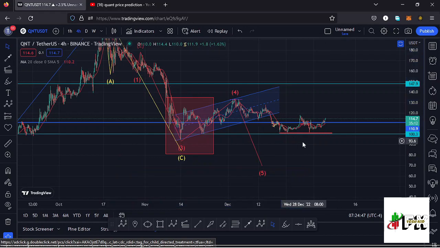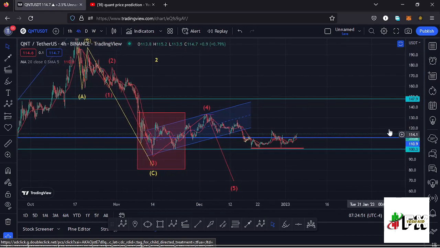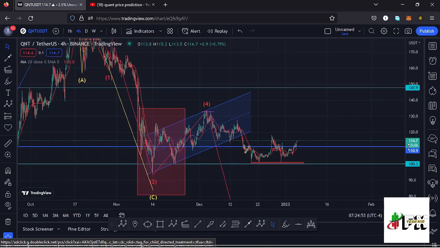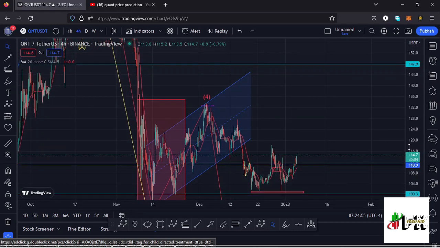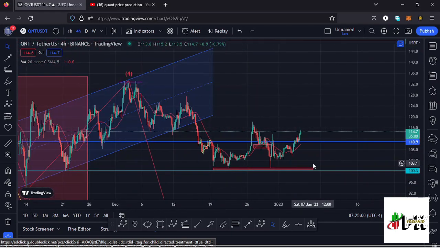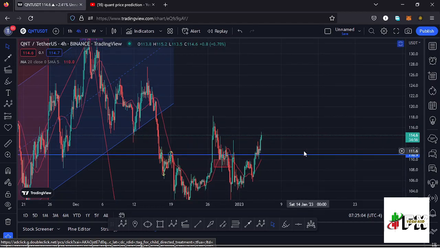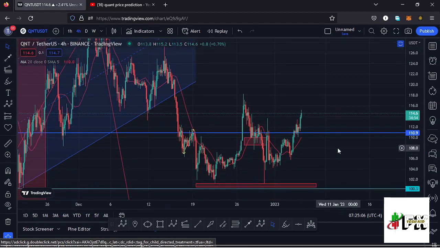But here on the Quant chart, today I'm a little bit bullish, because you can also see that we have managed to break above a key area of resistance at around the $110.9 mark. And after managing to break above that key area of resistance, we have also completed the formation of a chart pattern that was in formation right here, which is a double bottom.